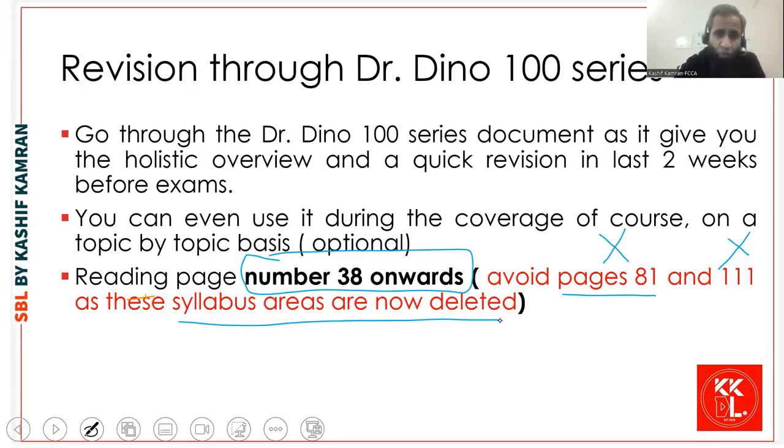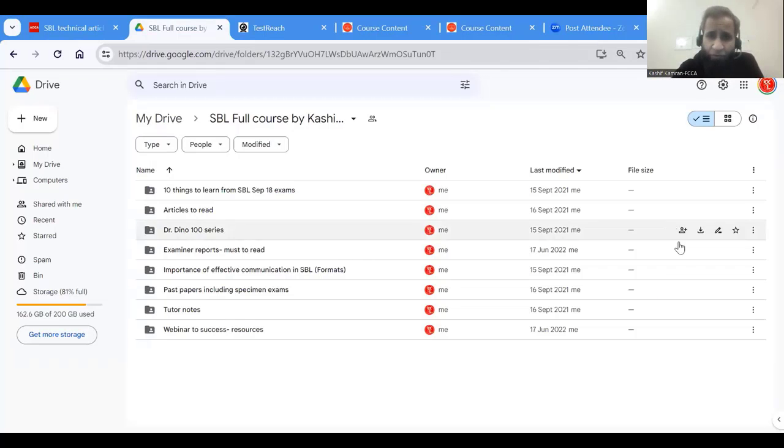If I can just show you that as well. I hope you can see the Google Drive on your screen now, all of you. Can you see the folder number 3, Dr. Dinu 100 series? It has a PDF document. Can you all see folder number 3 on your screen, please? Okay, great. So this is what you can use in the last 15 days for your revision.